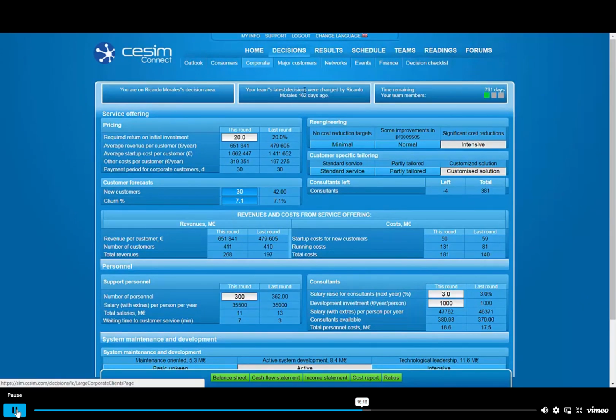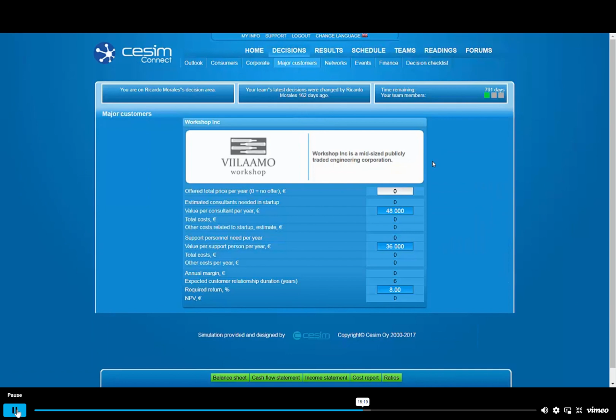Major customers is an additional piece on the corporate customer side, which is not going to be available in the beginning. But during the later rounds, if you want, you are able to make offers to specific customers. And the offer should be based on your estimations about the value of the consultant and the value of the support personnel, and then the resource needs.